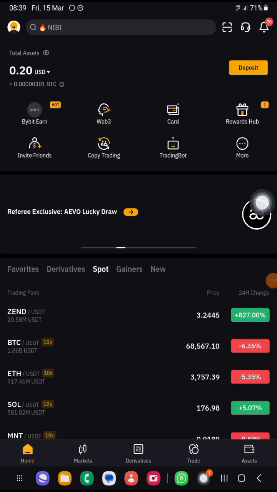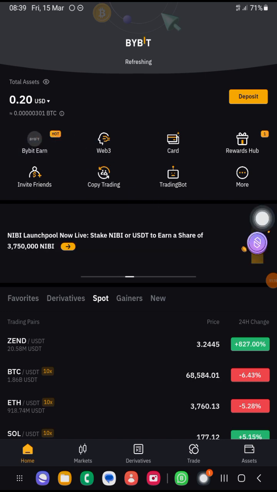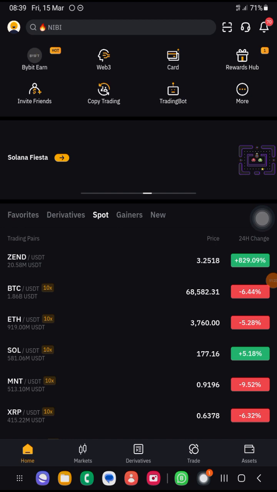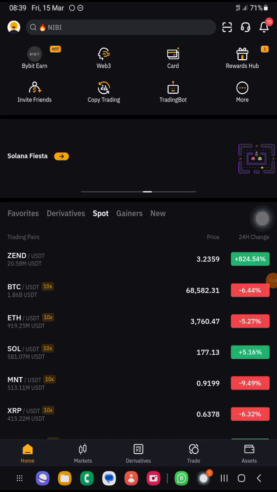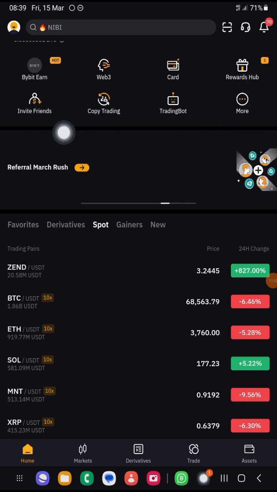Let me go into a deeper class as well. On the other hand, you can see right here in front of you, your Bybit Earn. On that Bybit Earn is where you can actually find the coin you want to invest your money in. They are under Bybit Earn, Web3, projects, card, rewards hub. You can see these as well: invite friends, copy trading, bots, and more.